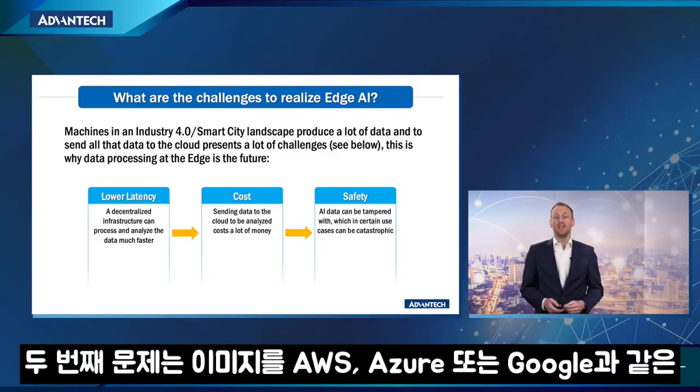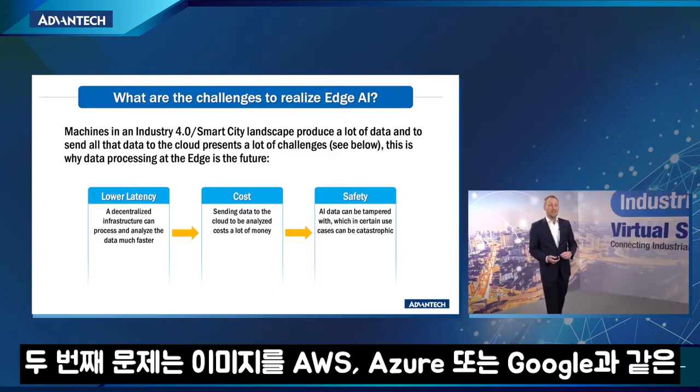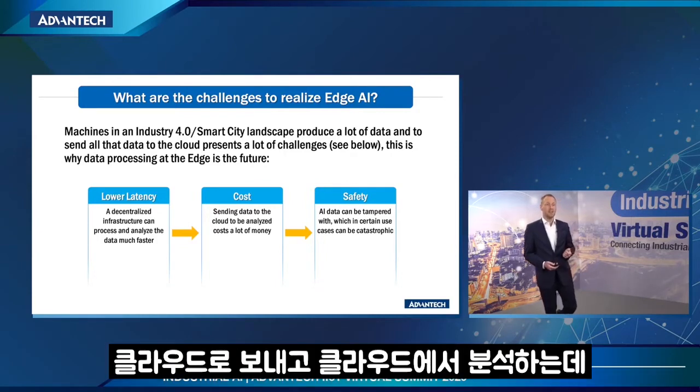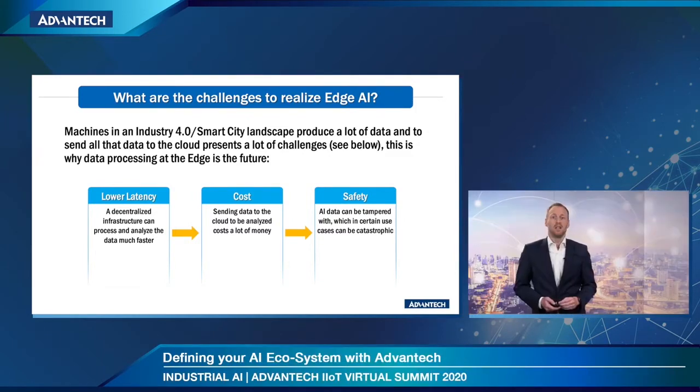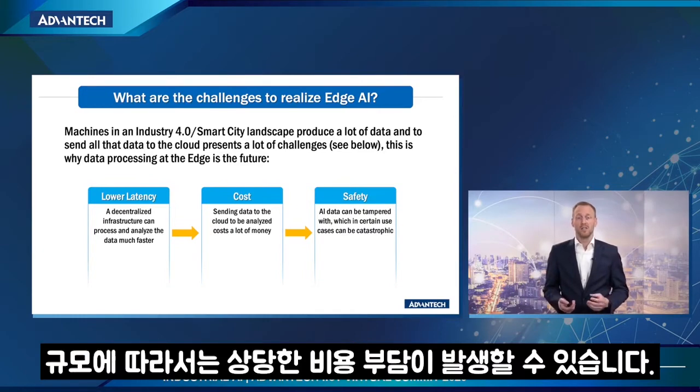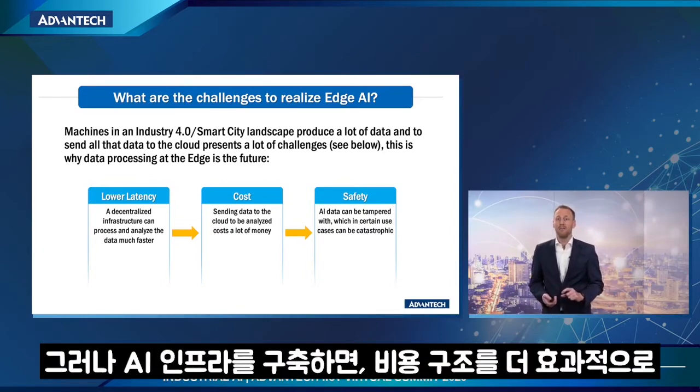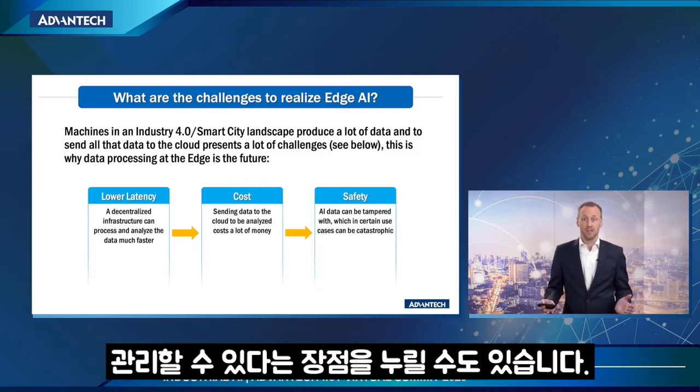The second point is cost. To send that image to a cloud and have it analyzed in the cloud, you pay the cloud provider, like AWS, Azure, or Google. This costs money. So that's a different way of managing your cost infrastructure on your AI infrastructure.